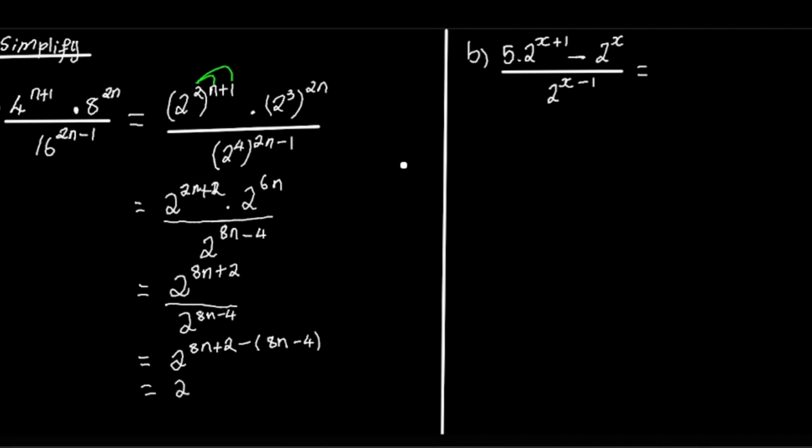So in that case, we are going to be having 2 to the power of 8n plus 2. Negative multiplied by 8n is going to be minus 8n. Negative multiplied by negative 4 is going to be positive 4. So 8n minus 8n is going to be 0, right? So our final answer is going to be 2 to the power of, since 8n minus 8n is going to be 0, we are only left with the numbers. So 4 plus 2 is going to be 6. And then our final answer is 2 to the power of 6.